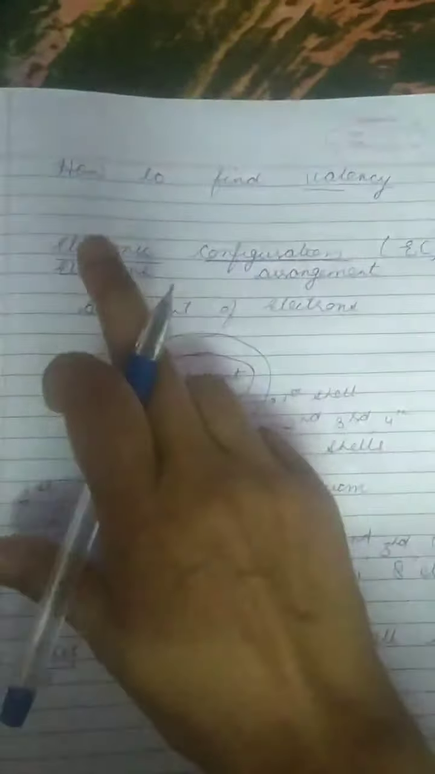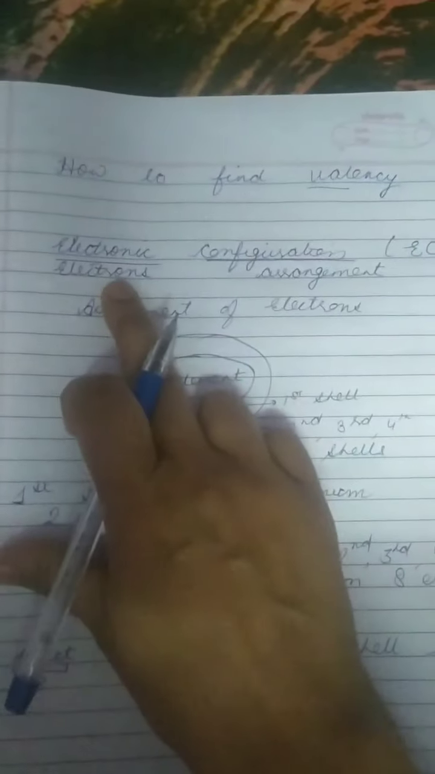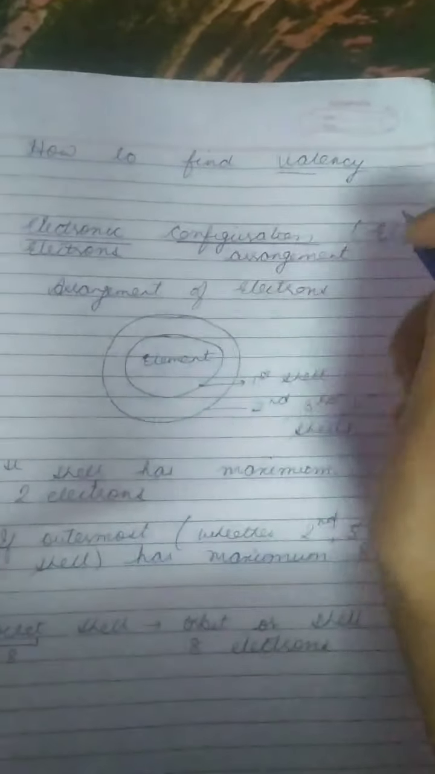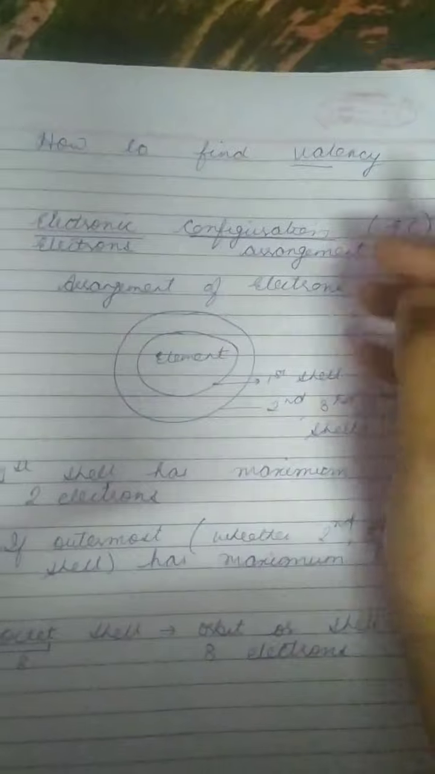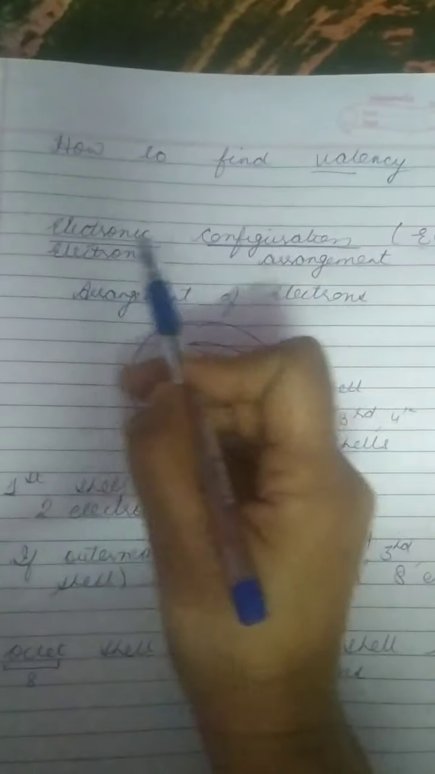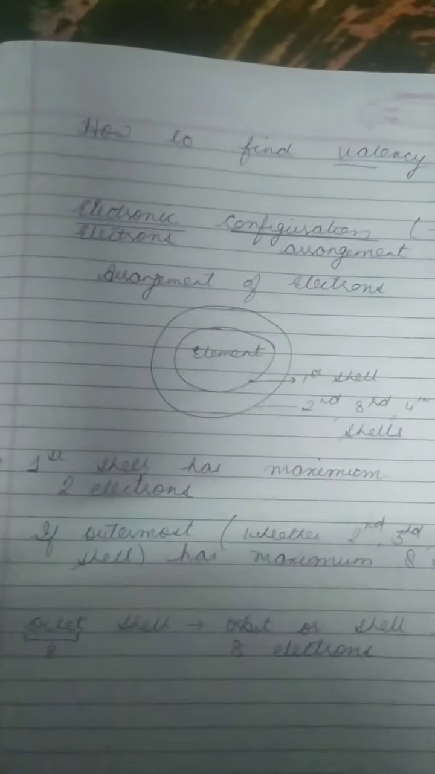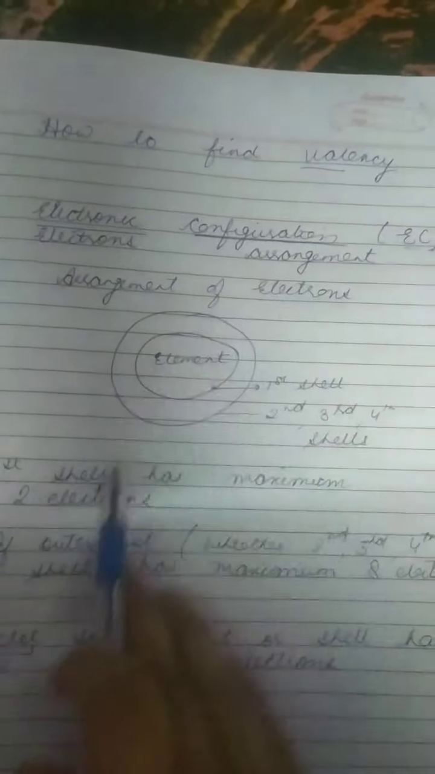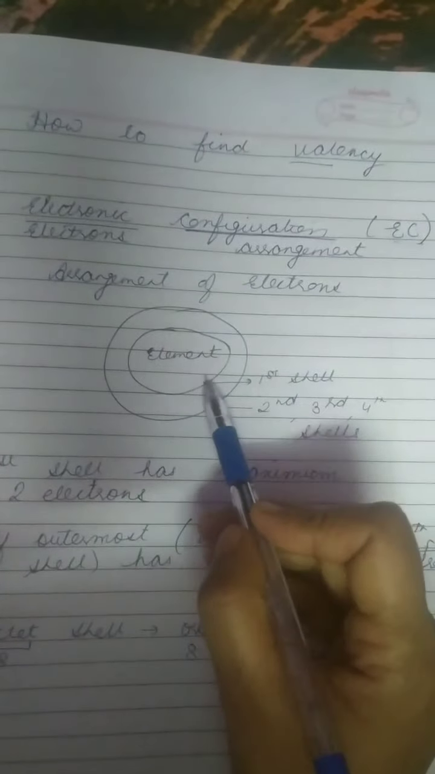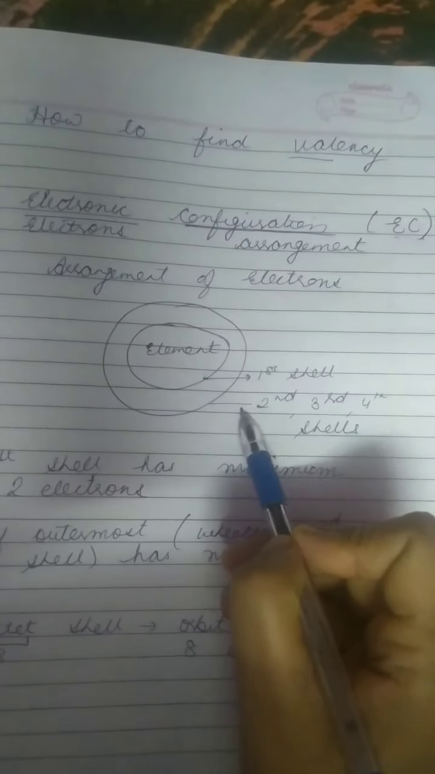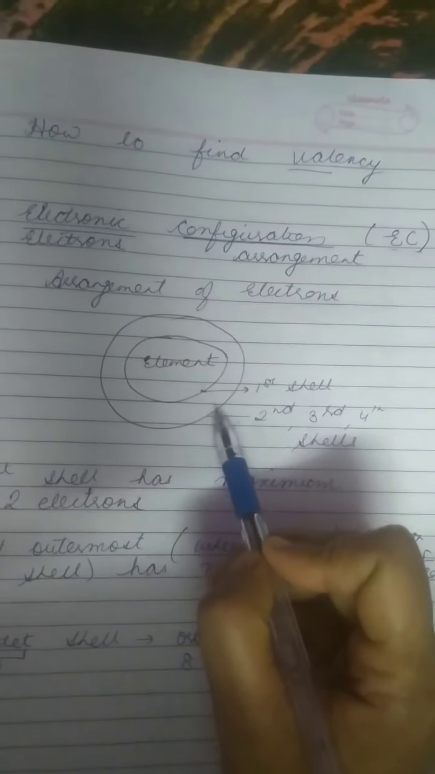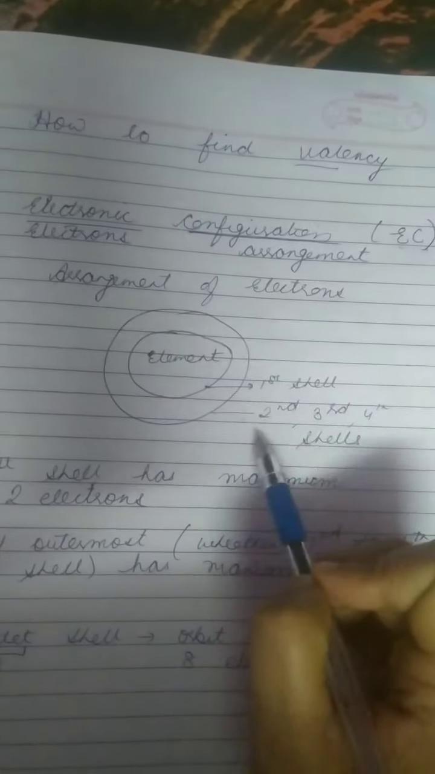Students, now I will tell you how to find the valency. So first of all, before valency, we should know what is electronic configuration, or in short we can say EC. Electronic means electrons and configuration means arrangement. We know that atoms are made up of electrons, so it is the arrangement of electrons. Generally elements have orbits or shells. So first shell, then second, third, fourth shells.